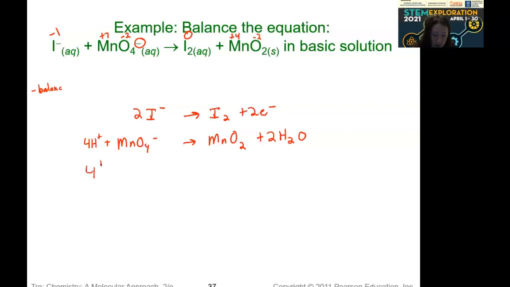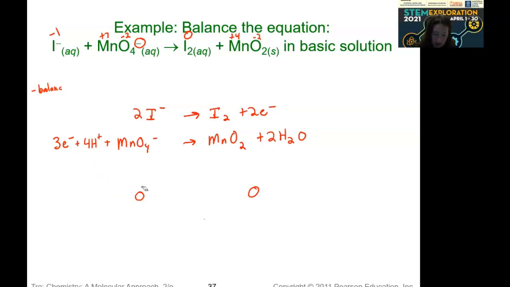This side is a 4 plus a -1. So this side's a 3 and this side's a 0. There's a lot of 2s and 3s this time, right? I should make this +3. And so we'll add 3 electrons to this side. So now this side is also a 0.